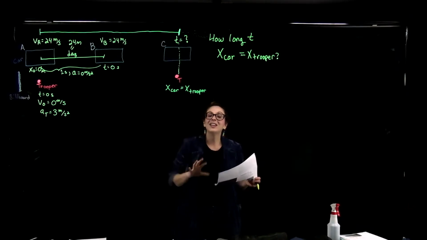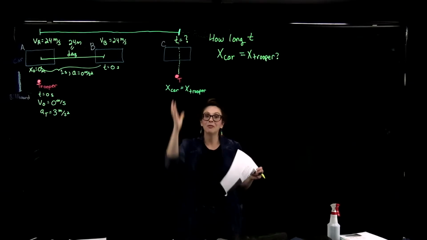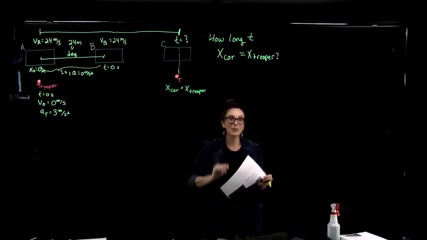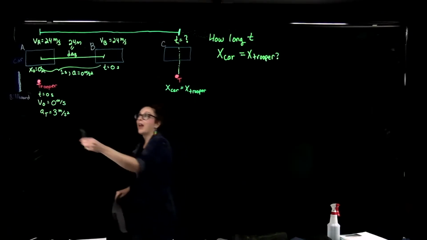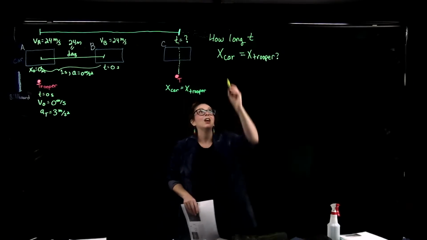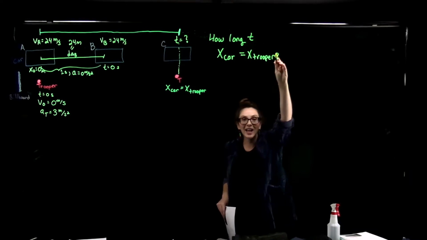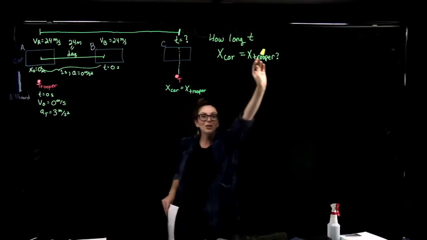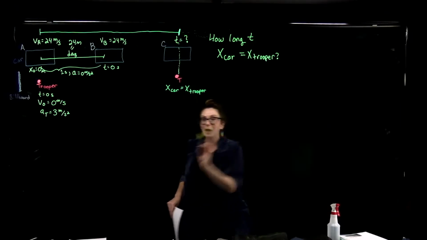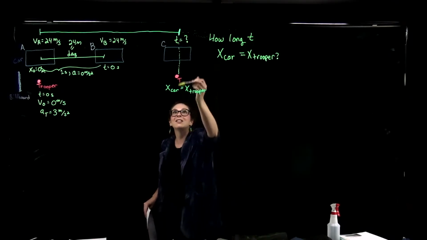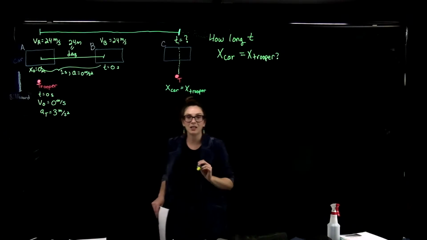Now, the key thing is that the catch-up time will be the time when they both have the same distance away from our billboard right here. So that's the magic thing. We're looking for how long it takes our car to reach a position away from the billboard which is equal to the same position of the trooper away from the billboard. That's what I'm depicting right here, okay?